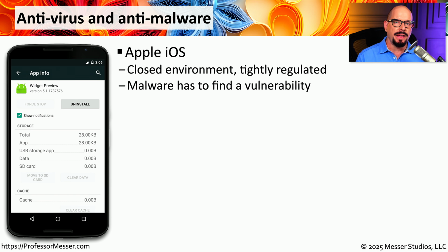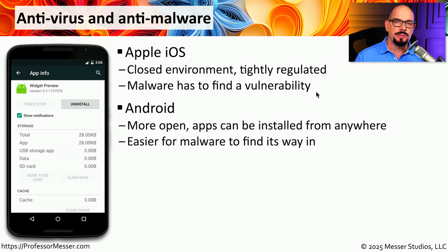And just as we have antivirus and anti-malware software for our desktop operating systems, we also have options for our mobile devices. This might be different depending on the operating system you're using. With Apple iOS, the entire environment is completely closed. The only way to install software onto that device is from the Apple App Store. If malware wants to find its way onto your iPhone, it needs to take advantage of a vulnerability that has not already been patched. The Android operating system is a bit more open.